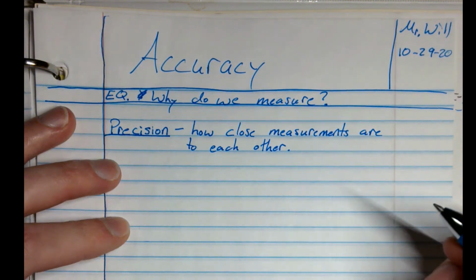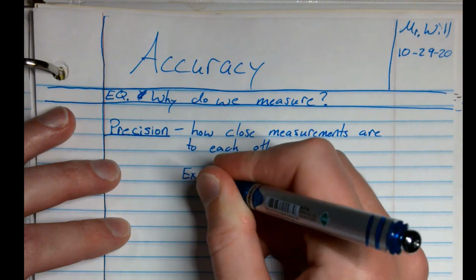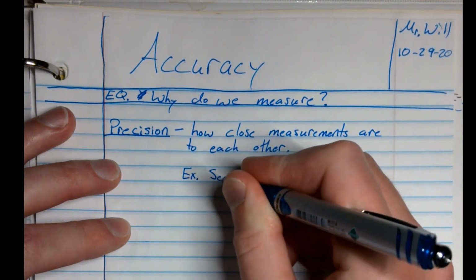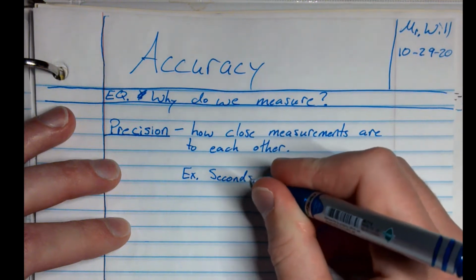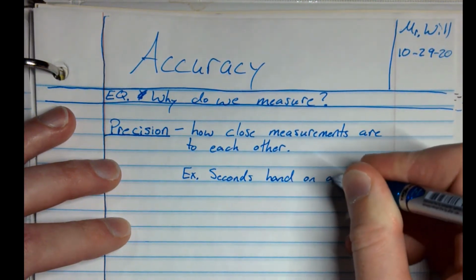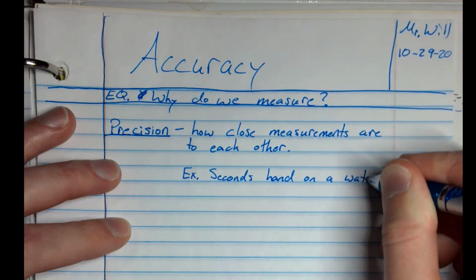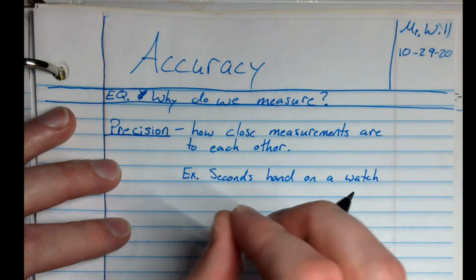And I do want you to write the example. So for this one, our example was seconds hand on a watch. Now we could also say millimeters on a meter stick. Those are very, very close together.